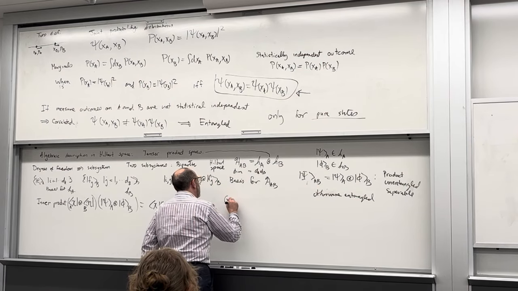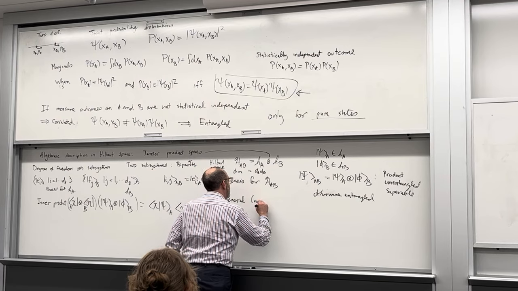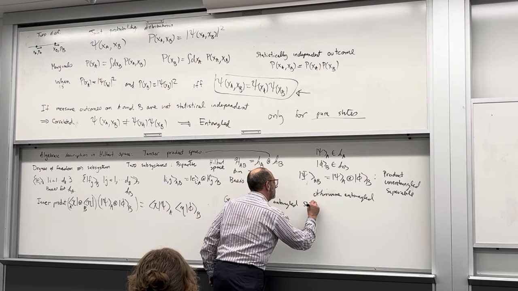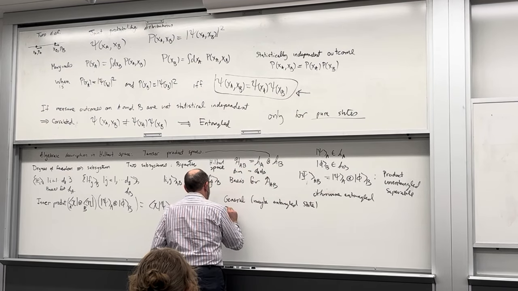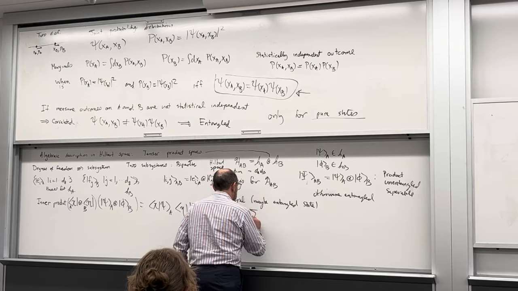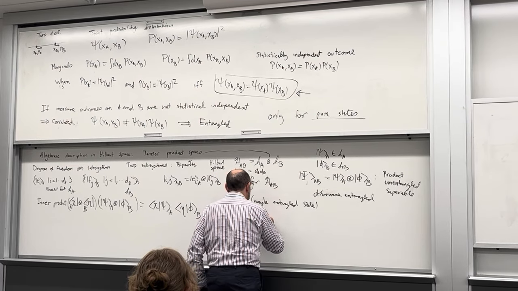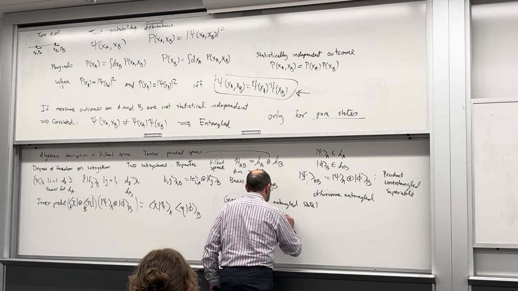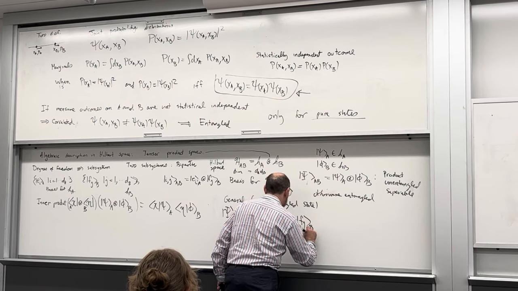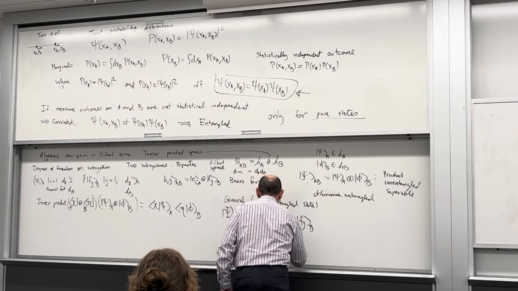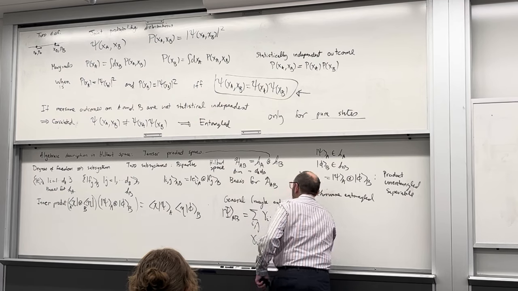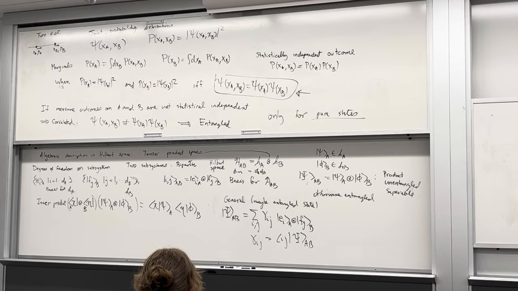So if I have a general state, maybe entangled, and I express that state in the basis, I sum over the total dimension with expansion coefficients, where the expansion coefficients are that, right? Okay.